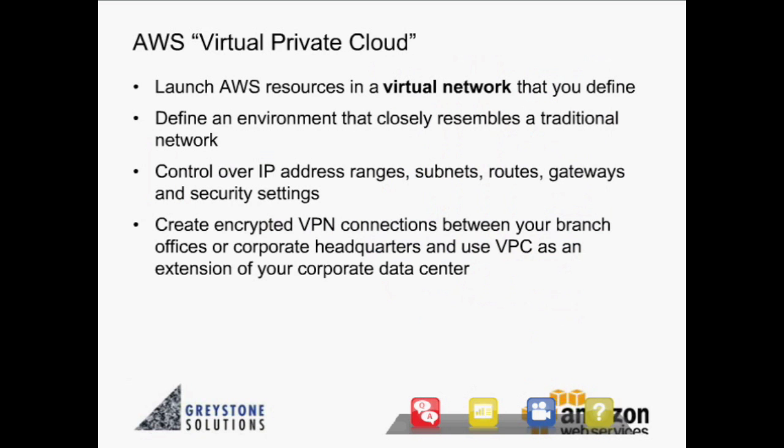We'll talk a little bit about virtual private cloud. You can launch AWS resources in a virtual network. You can define an environment that closely resembles a traditional environment, meaning you can set up different subnets and VLANs to better manage your routing. You have control over IP address ranges, subnets, and gateways, and you can also set up VPN tunnels into the virtual private cloud environment from your on-premise environment.